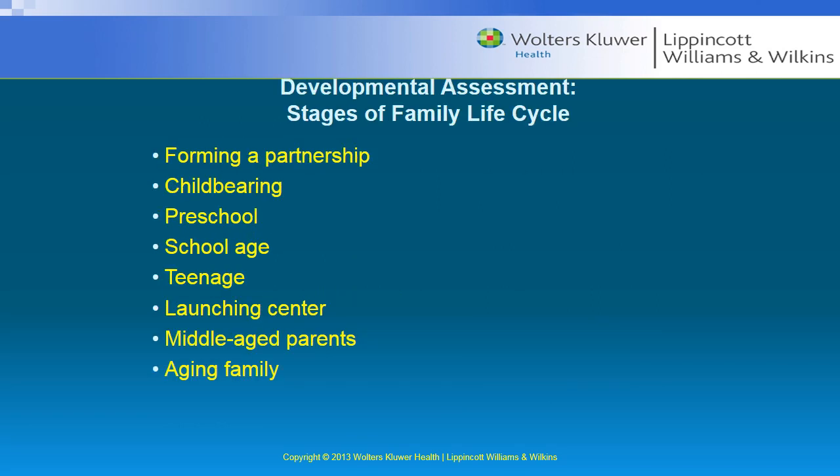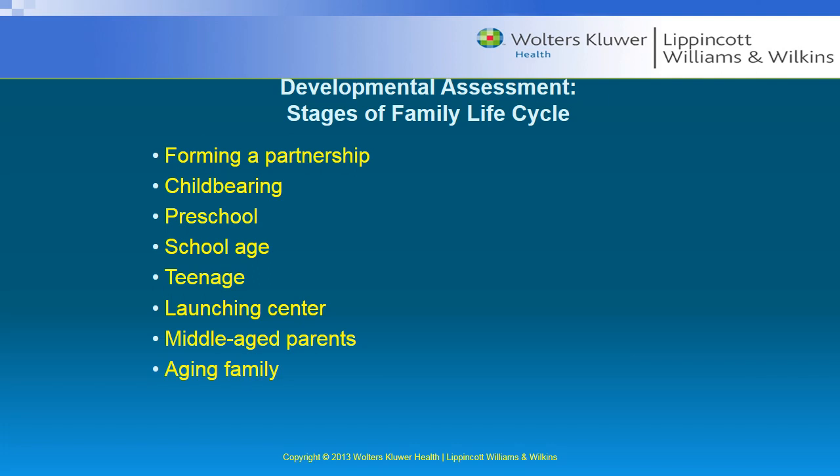When we complete a developmental assessment, we have to take the stages of the family life cycle into consideration. The first stage is forming a partnership, where the couple makes a commitment to one another. We would want to help them identify their strengths and assist them in developing a strong relationship. With the childbearing stage, that time frame is from pregnancy of the first child to the child who is 30 months old. So the parents are adjusting to the infants and encouraging their development. The nurse can provide anticipatory guidance before the birth of the infant, provide some health teaching to increase their knowledge base.